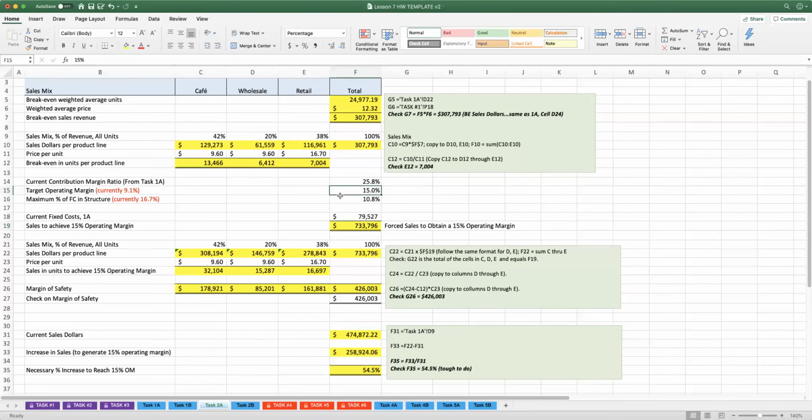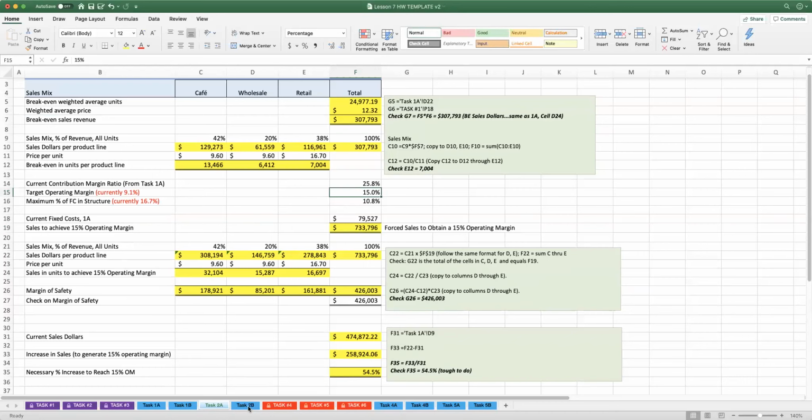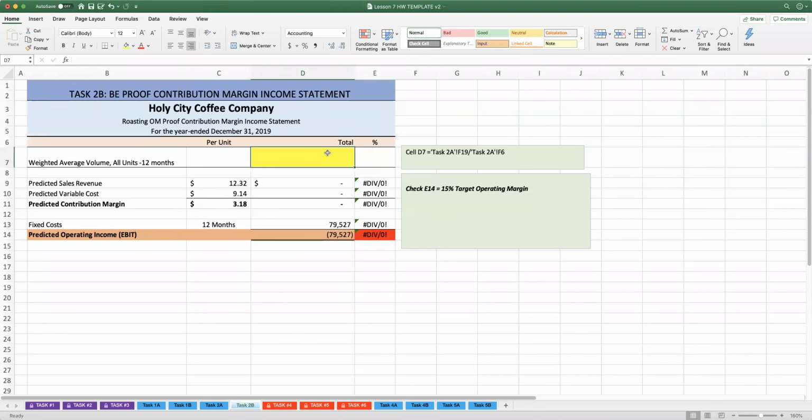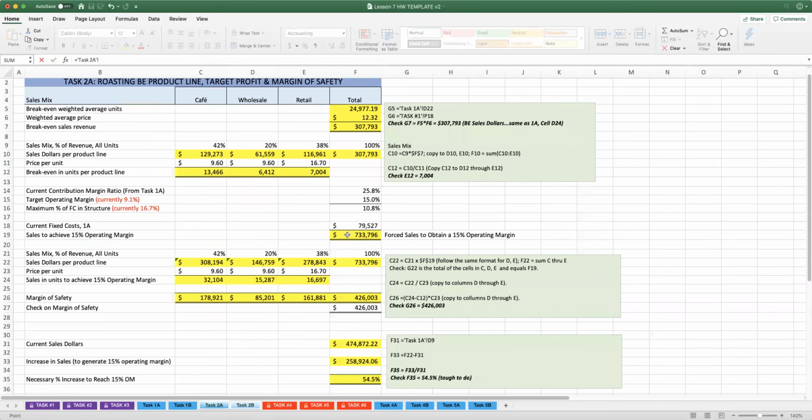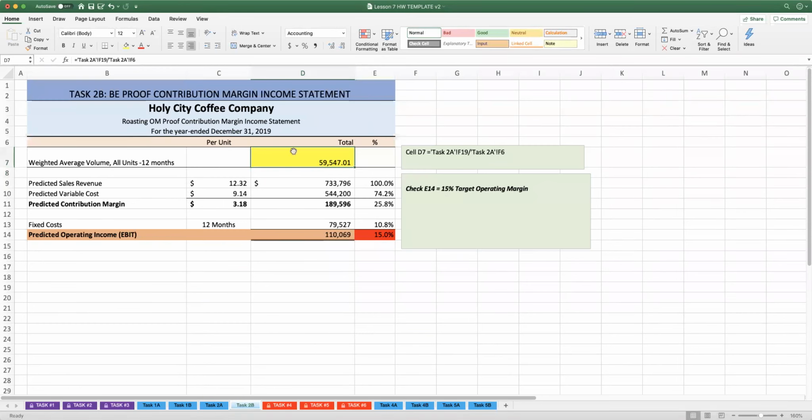So let's go to task 2B. I think we can keep this video rolling and get that done. So going to task 2B. All we have to do here is go get the weighted average units. So we're going to go over to task 2A F19 and we'll divide by task 2A F6. Okay, so that's going to give us the weighted average units at that level. So it's 59,000.